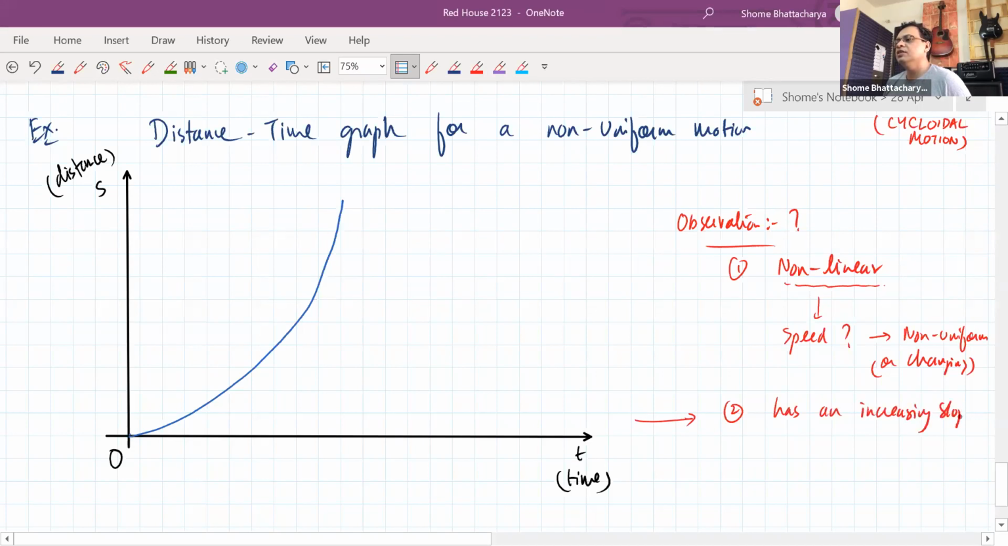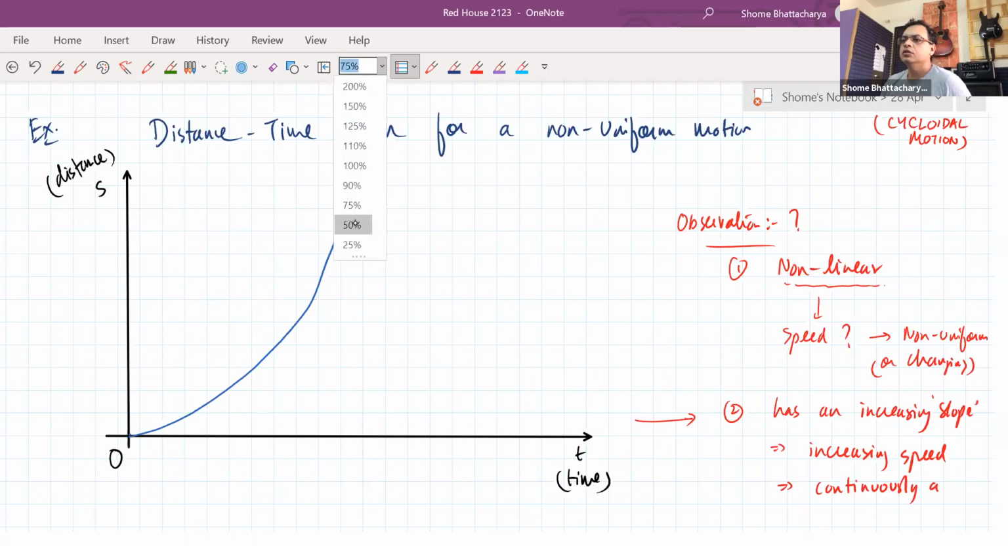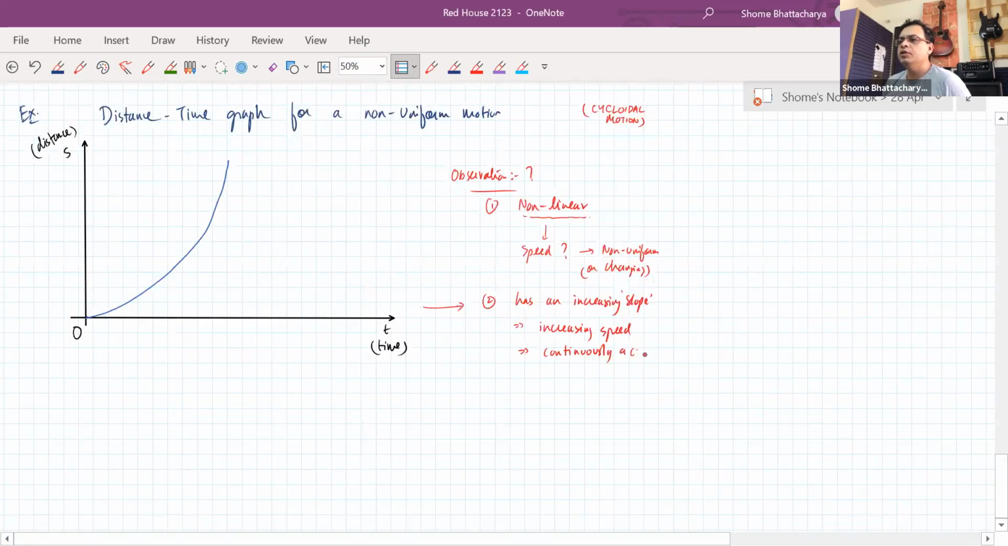So now this is very interesting. How can I define slope for a curve? I'm coming to that. But that means basically that it has an increasing speed, which means that it is continuously accelerated. So it is what we call accelerated motion. In common everyday language, we call it accelerated motion.